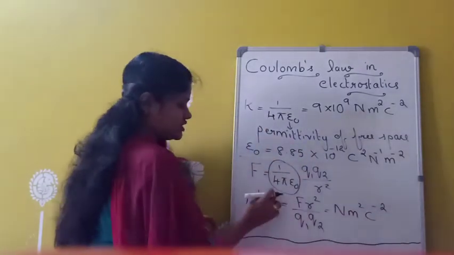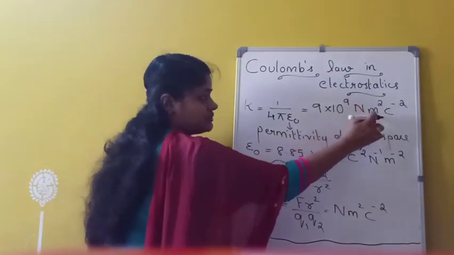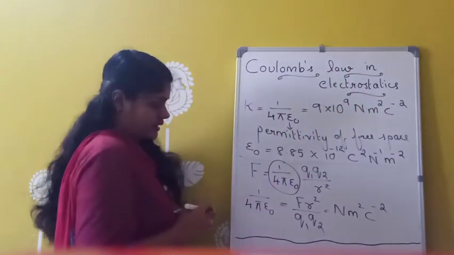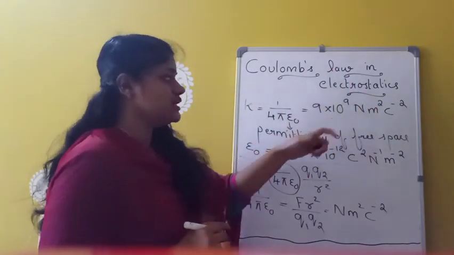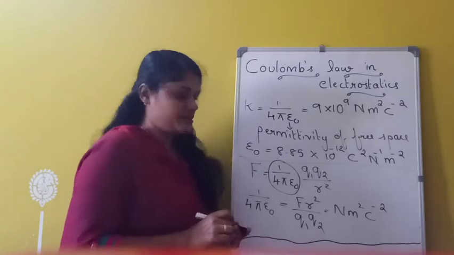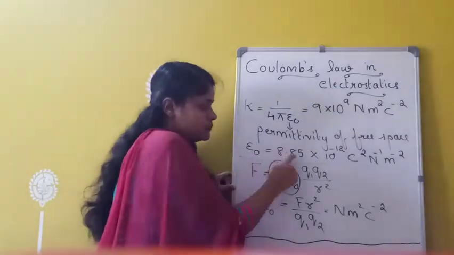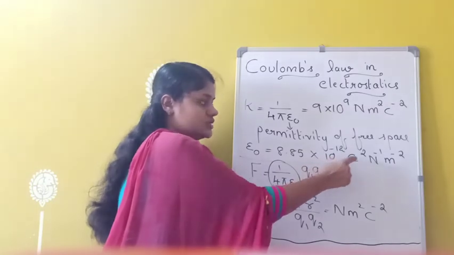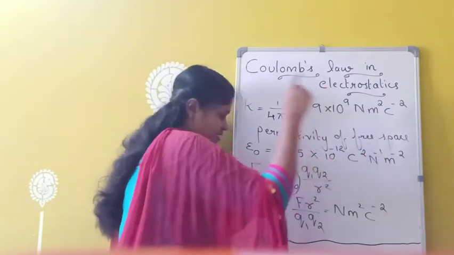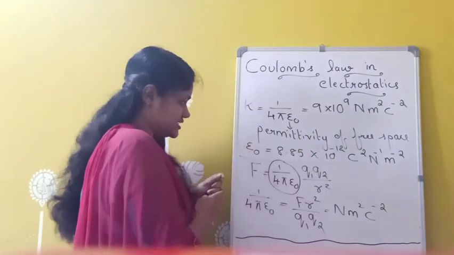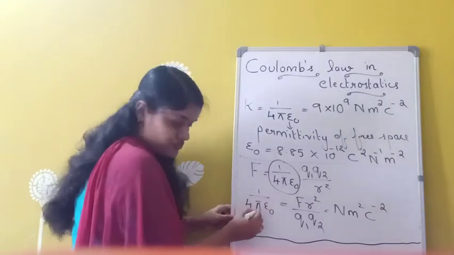So this is the unit of which one? 1 by 4 pi epsilon 0. Newton meter square per coulomb square. Okay, and its value is 9 into 10 raised to 9 Newton meter square per coulomb square. Similarly, I told you epsilon 0 value is 8.85 into 10 raised to minus 12 coulomb square per Newton meter square. So how we are getting this unit is, see here, 1 by 4 pi epsilon 0.